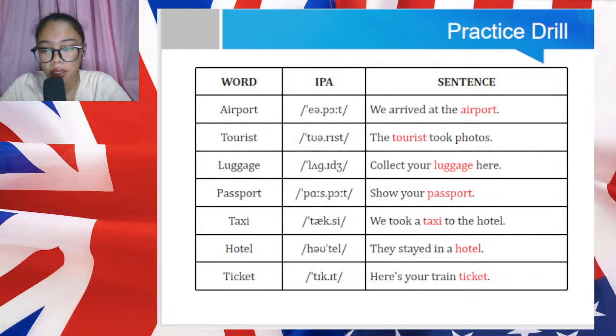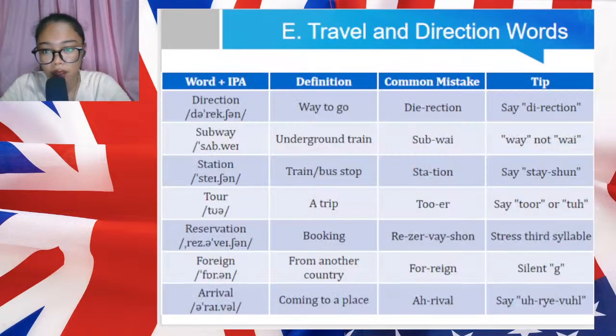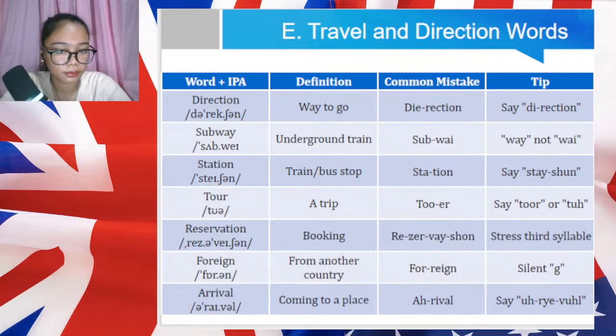One more time. Airport, tourist, luggage, passport, taxi, hotel, and ticket. Alright, let's immediately continue with another set of travel and direction words, starting with direction. Again, direction. Now, here, direction by definition is way to go.